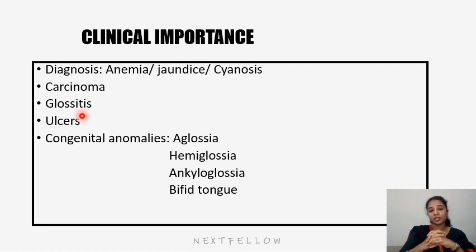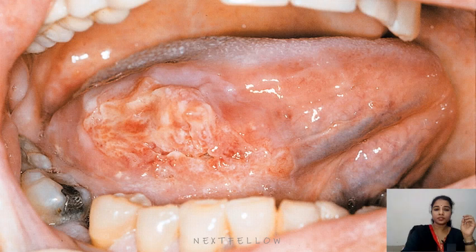Inflammation of the tongue is called glossitis, which is a severe painful condition, and there are ulcers of the tongue. Some congenital anomalies: absence of the tongue is called aglossia, and a partially formed tongue is called hemiglossia. If the frenulum linguae is attached too much to the floor, restricting the movement of the tongue, it is called tongue tie or ankyloglossia. Then bifid tongue: if the anterior two-thirds, the tip, is not fused in both halves, it results in a bifid tongue.